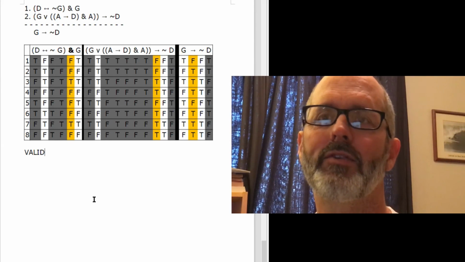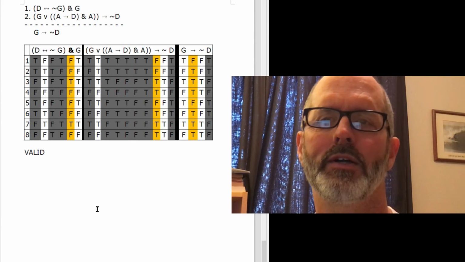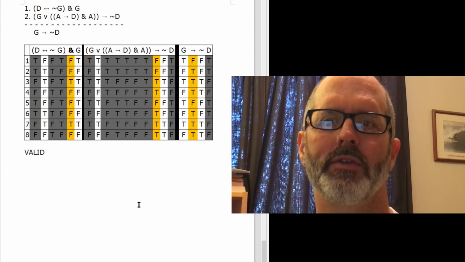I hope you're doing this well. If you're good at this, you will do incredibly well. You will get some perfect scores on the final exam for this part of truth tables.